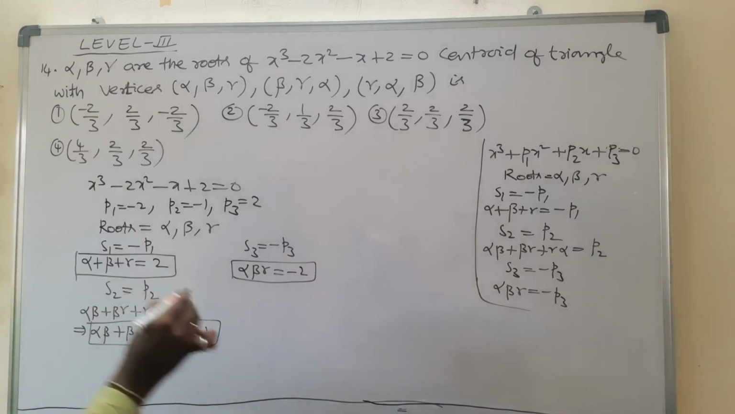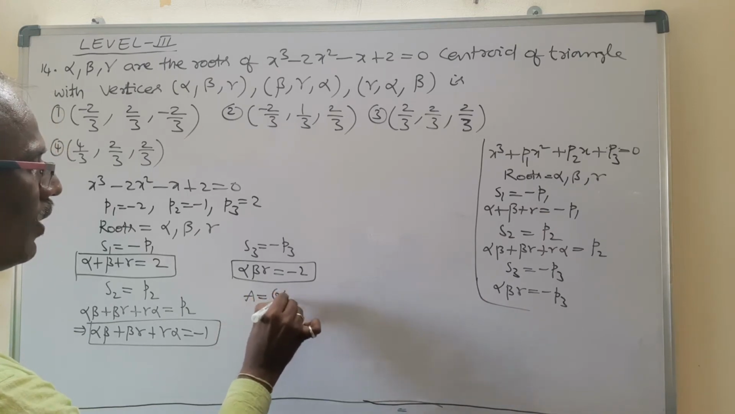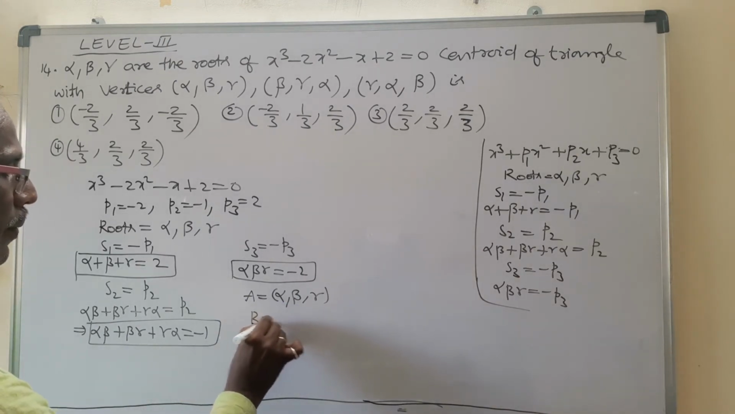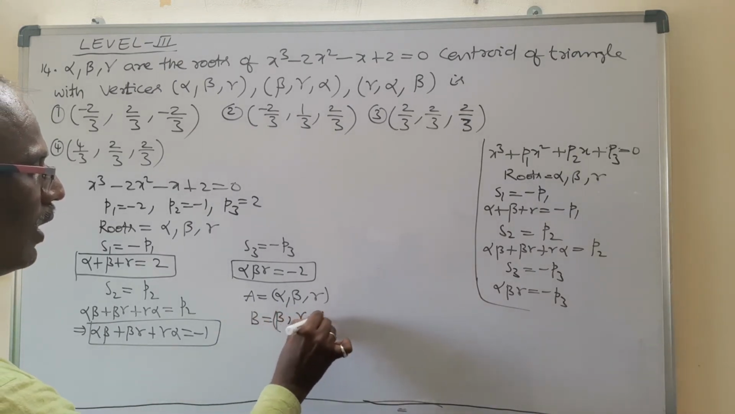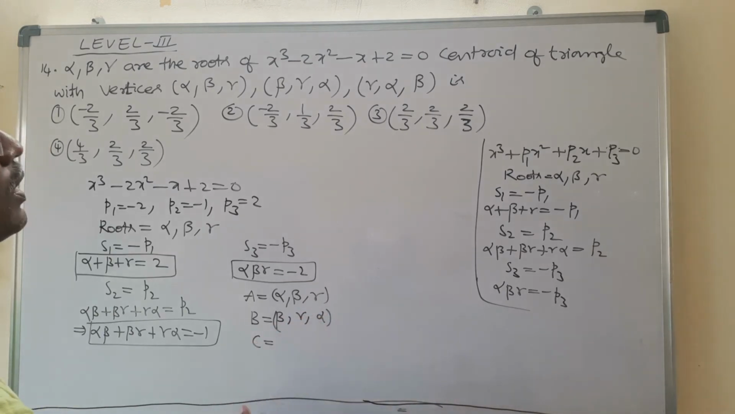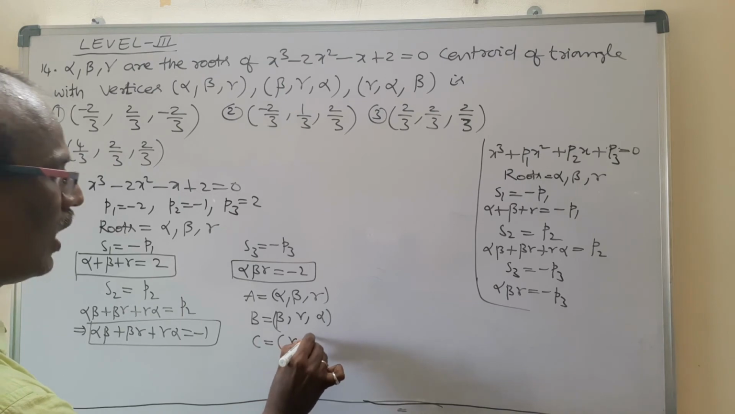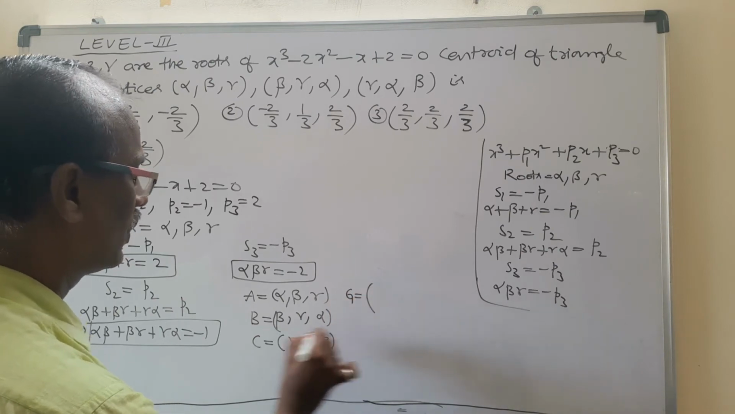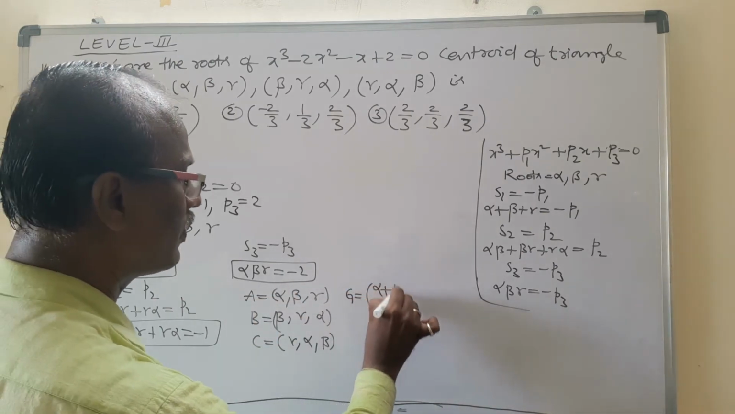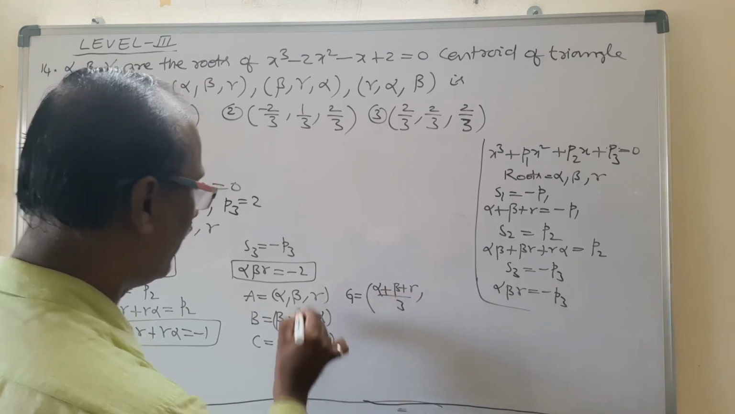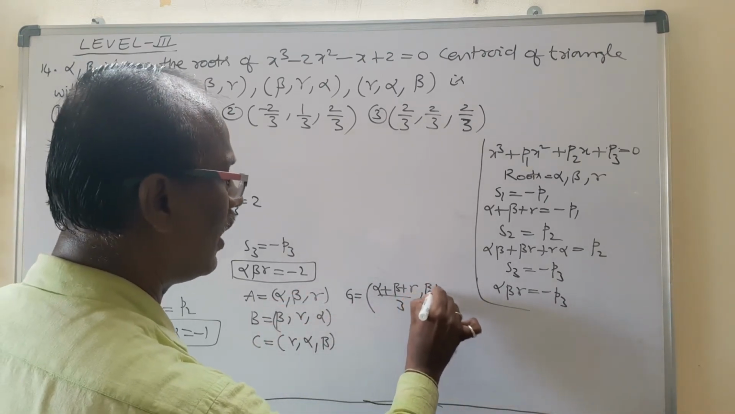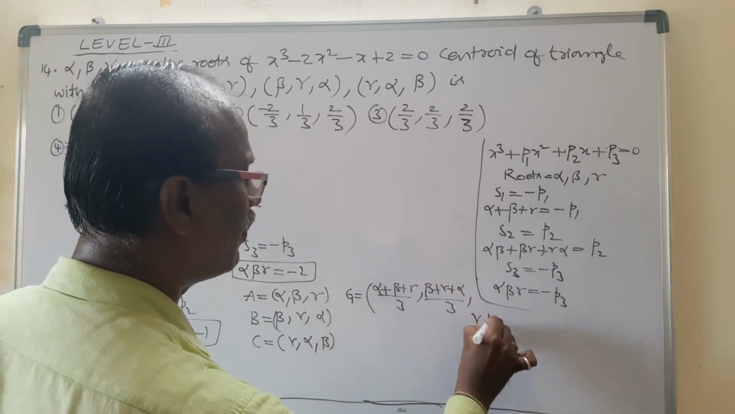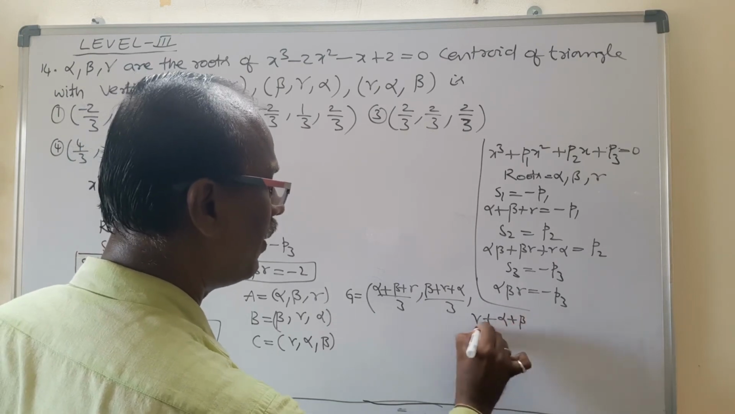Here the vertices of the triangle are capital A equal to (alpha, beta, gamma), capital B equal to (beta, gamma, alpha), C equal to (gamma, alpha, beta). To find the centroid, G is equal to x coordinate alpha plus beta plus gamma by 3, comma, y coordinate beta plus gamma plus alpha by 3, and the z coordinate gamma plus alpha plus beta by 3.